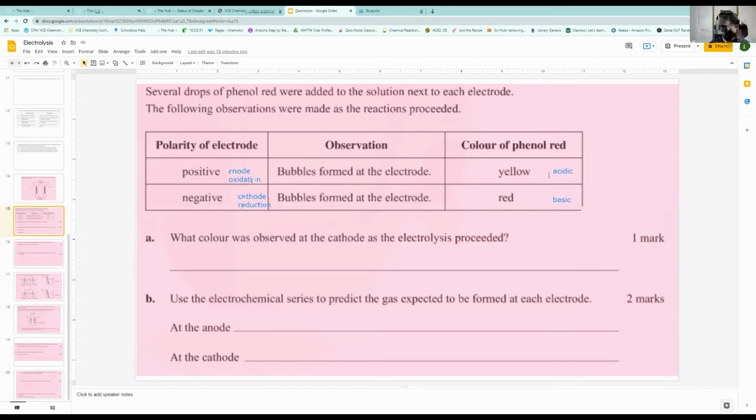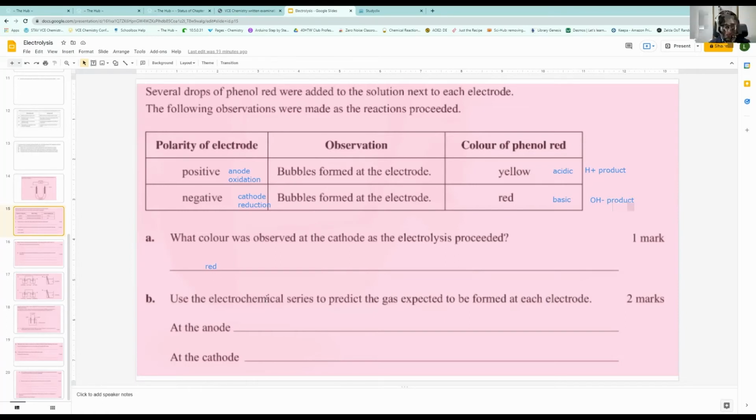So if it's acidic, we know it's going to have a H+ product. If it's basic, it's probably going to be an OH- product. That's the most likely thing here. What color was observed at the cathode as the electrolysis proceeded? That's basically identify which of these is the cathode. So we can look across here, it's red. Writing red in blue is really throwing me off.